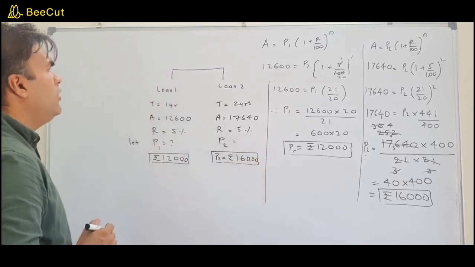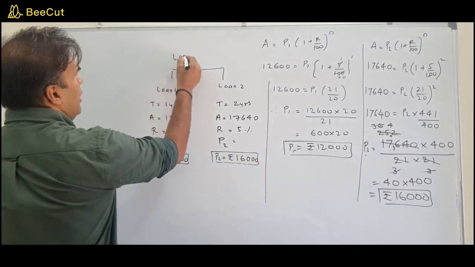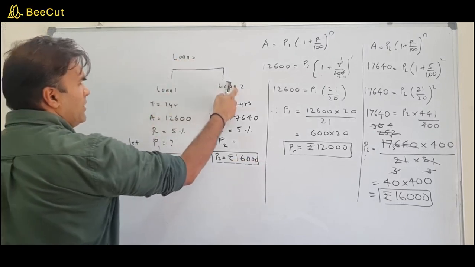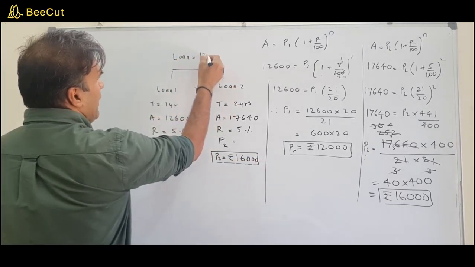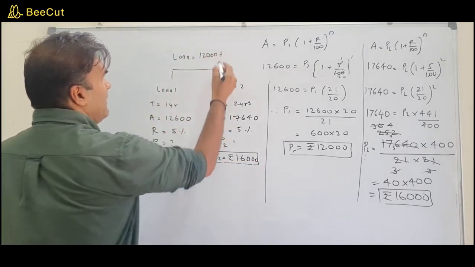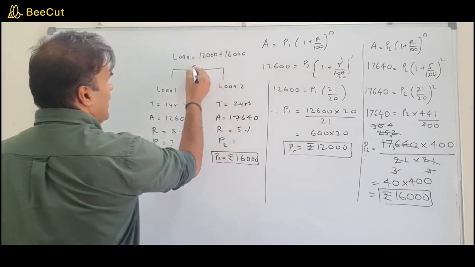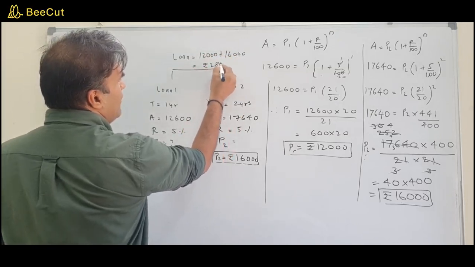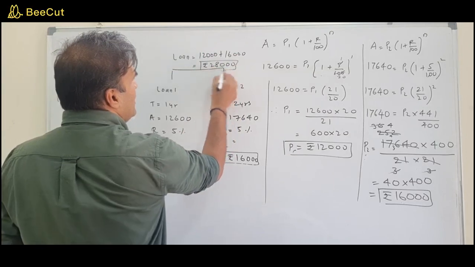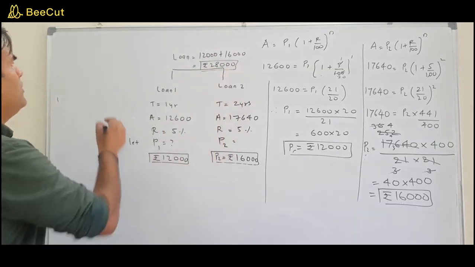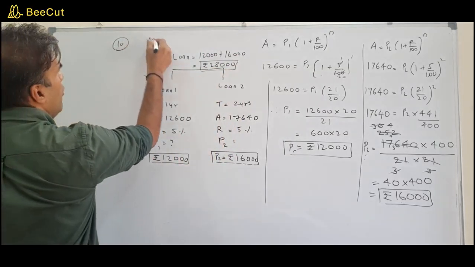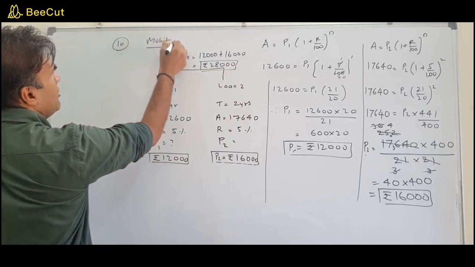So what is the total loan borrowed? My total loan would be loan 1 plus loan 2. That means 12,000 plus 16,000, which comes to 28,000. This is the total amount of loan. Who took it? Mohit.